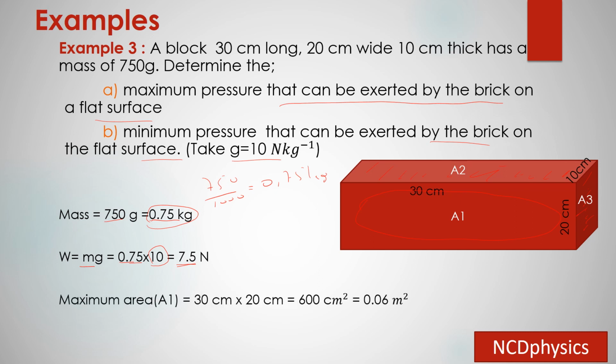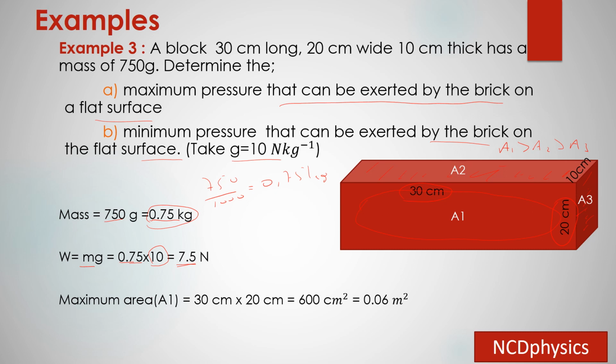Okay, so maximum area is A1. Why? Because area is equal to 30 centimeter multiplied by 20 centimeter. This is the maximum area, isn't it? So we can say that area 1 is largest, then area 2, and area 3. Okay, so what is area 1, which is maximum?